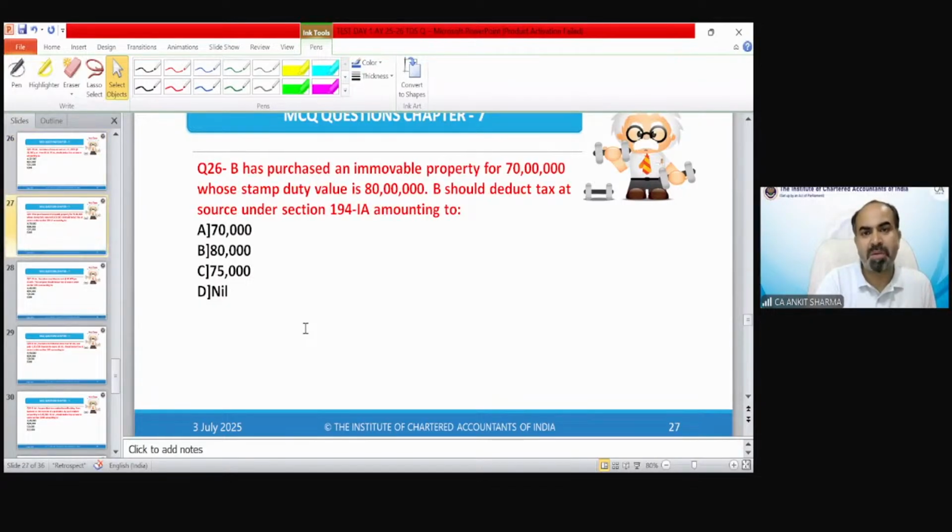Question 25, B has purchased an immovable property. Okay, this is a question for you now. Question number 26: you have to read it and give me the correct answer. Is TDS liable to be deducted under section 194IA, and if yes, what should be the correct amount of TDS we need to deduct?